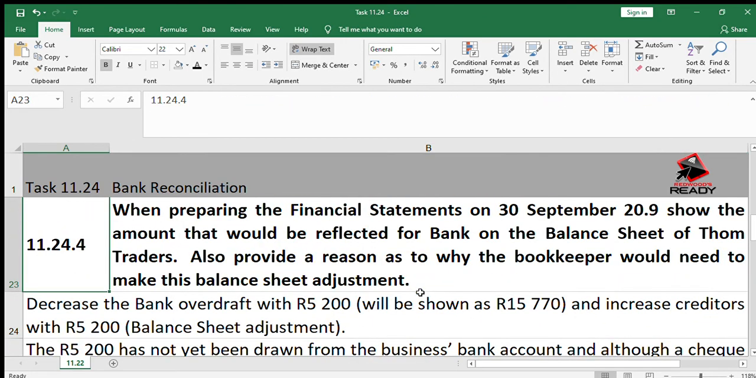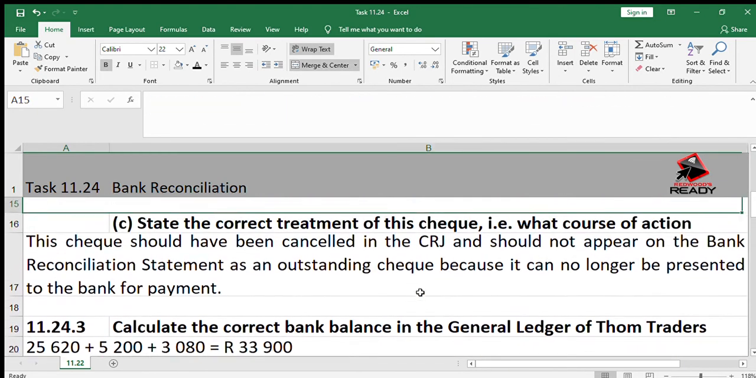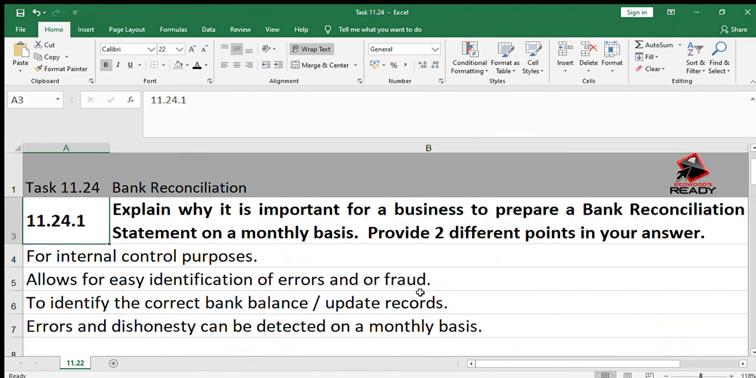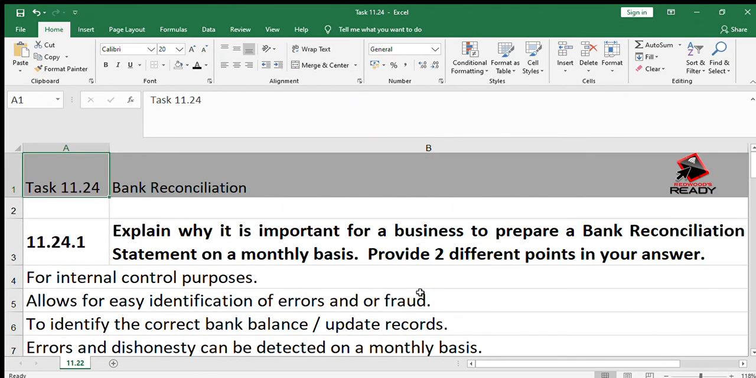Okay, so that's all for this question here, task 11.24. And this is a very typical sort of exam question. These are the kind of questions you can be asked in exams.